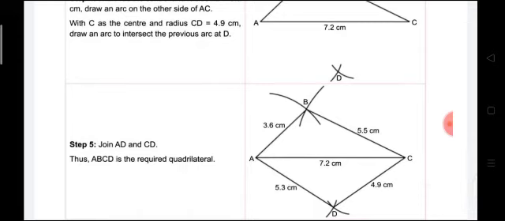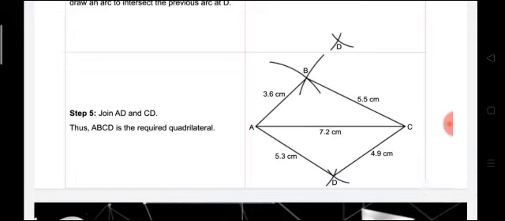Okay, so in this way we can construct other quadrilaterals. It may be having 2 angles and 3 sides. So in this way we can construct the quadrilateral.